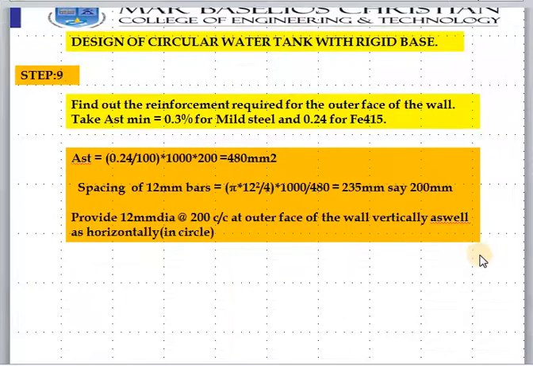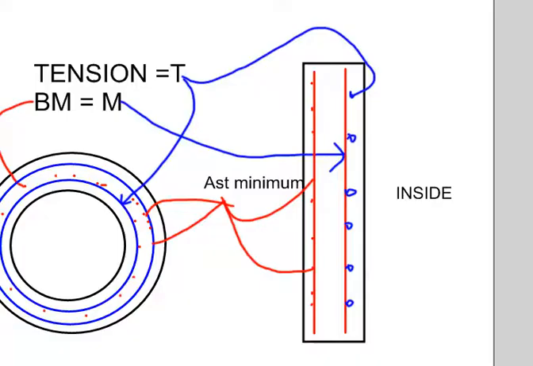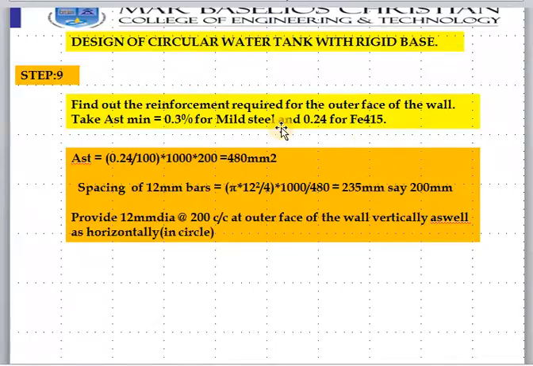Yeah. So the next step is finding out reinforcement for the outer face. So as I told you, it's the outer face, this reinforcement, this reinforcement. So what we do is we will give the minimum reinforcement. Okay, so AST is 0.24, because it is Fe415. So 0.24 is the minimum. So 0.24 by 100 into 1000 into 200, where 200 is thickness, so you will get 480 millimeter square. So using 12 mm dia, you will get spacing of 200 mm.